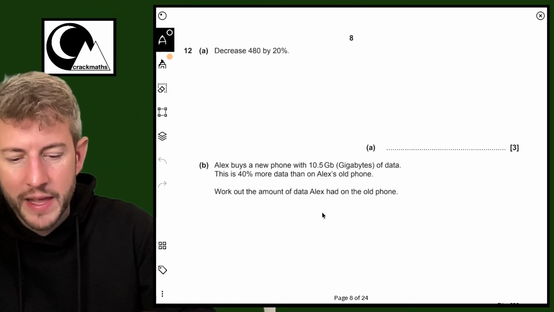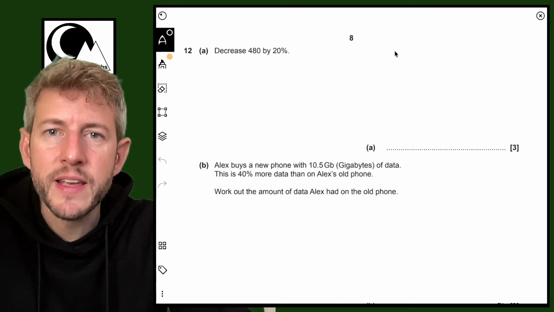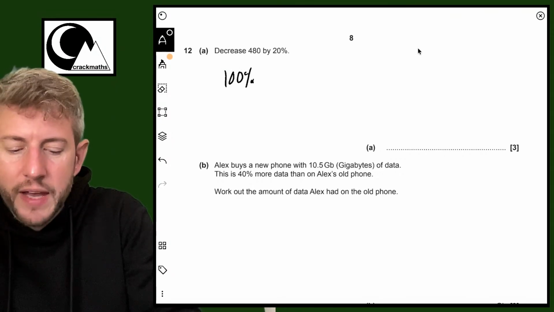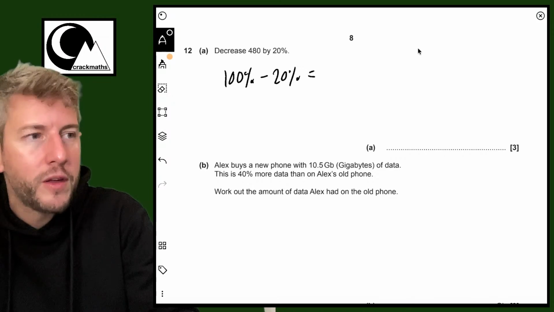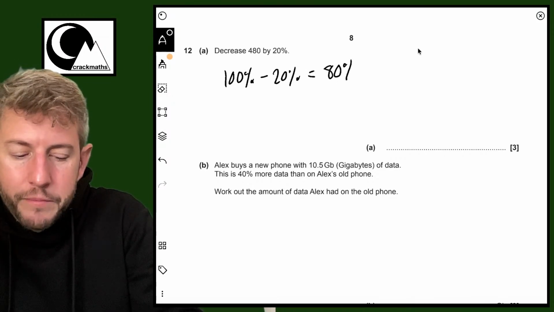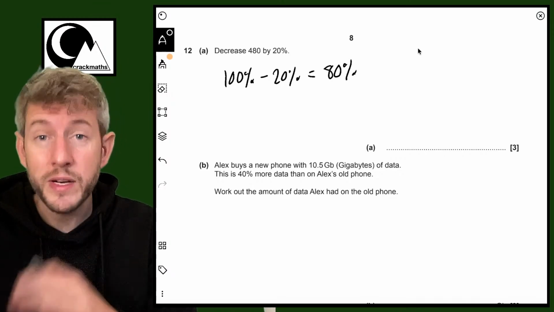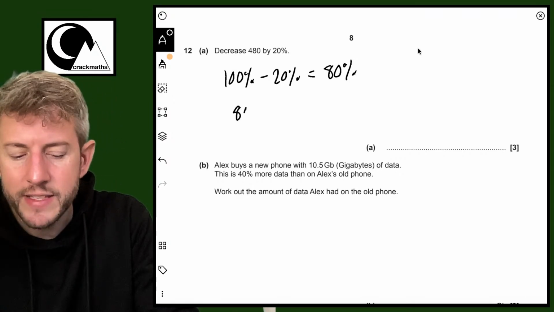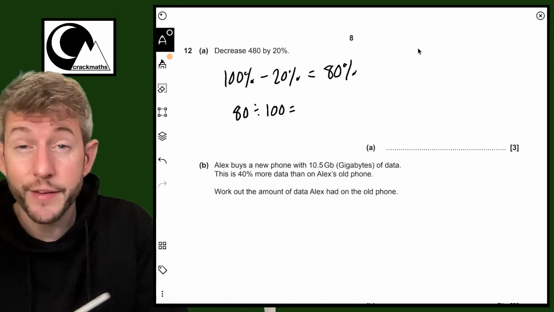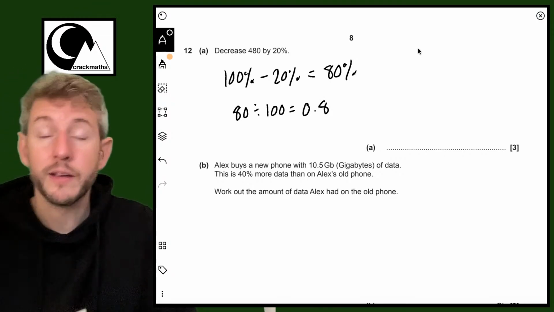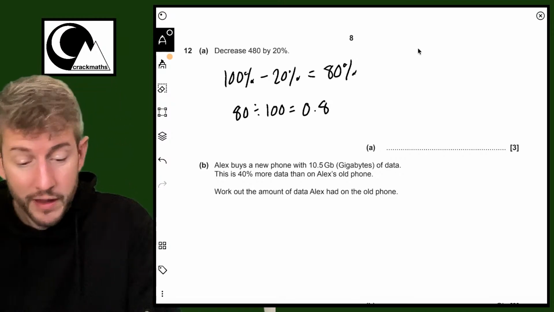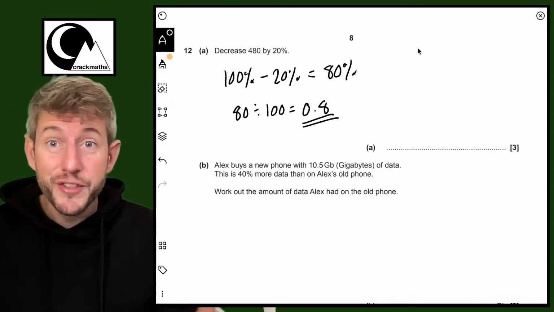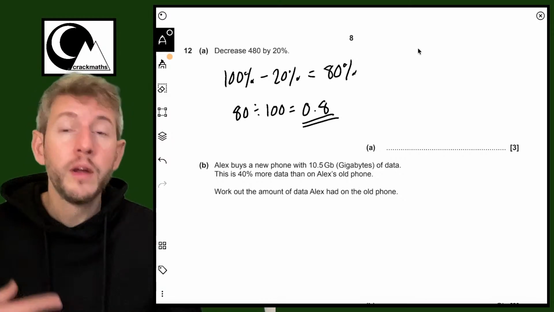The next question we've got here is decrease 480 by 20%. Right, okay, well, if you think about it, in life we always start with 100%, and then if we take 20% away from that, we are looking for 80%. So to decrease something by 20% means to find 80%. If we want to find 80%, we just do 80 divided by 100 to convert it into a decimal, and that will give us 0.8. Okay, and now this is our decimal equivalent percentage multiplier. So now whatever we multiply by 0.8 will give us a 20% decrease or 80% of its value.